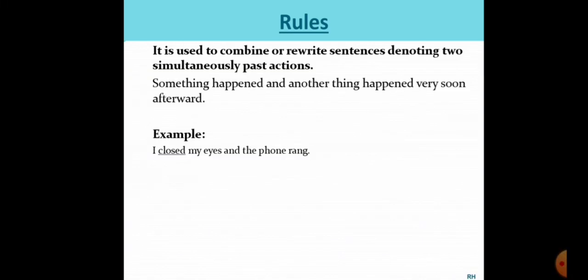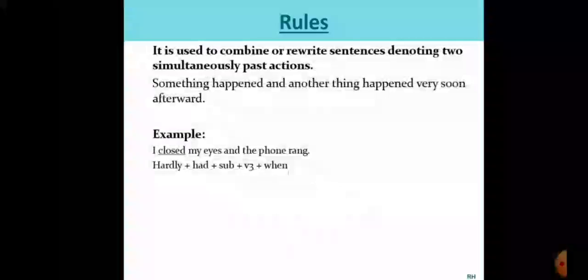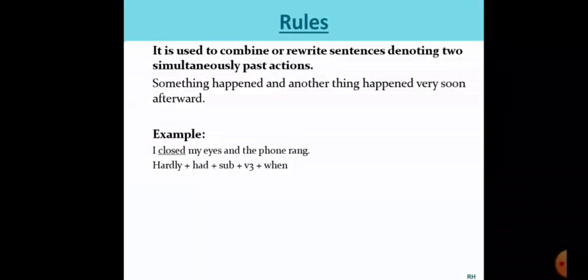Now you can notice that I've underlined the word closed. Why is it so? Closed is the past tense. Now you can see I have written down the structure over here. We will first add "hardly" before the first action. Now you can see the two actions. First is I closed my eyes and the second action is the phone rang. So before I closed my eyes, you will write "hardly." Okay. And now here closed is in the past tense, so we will use "had."